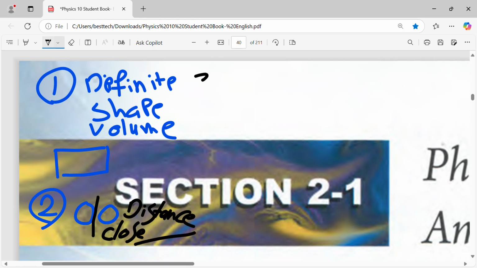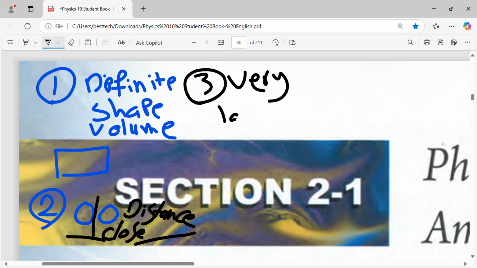The third property: we have a force between the molecules. Is the force large or small? Guys, remember the rule: because the distance between these two molecules is so close, that means we have a very large force. Why? Because the distance between molecules is small, so we have a very large force between the molecules.